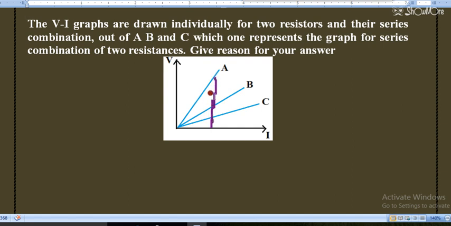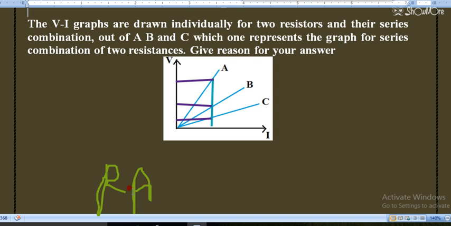So take the current constant from here. After taking the current constant, you can see the voltage for C will be minimum, voltage for B will be intermediate, and voltage for A will be maximum. So if voltage for A is maximum, that means resistance of A will be maximum.